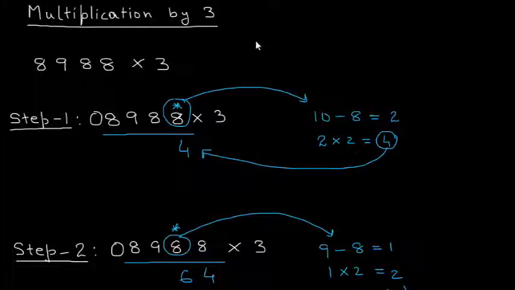So now let us see multiplication by 3. So extreme right hand side, it is 4. So 10 minus 4 is equal to 6, and double, that is 12. So step 2.